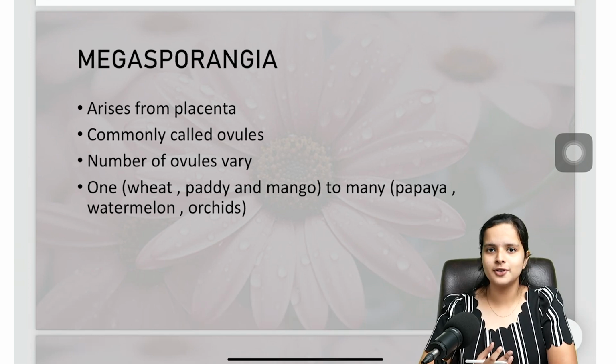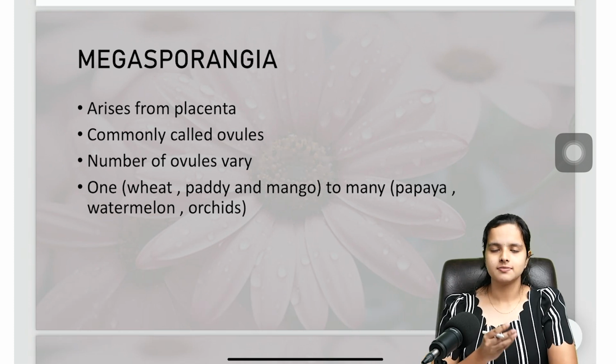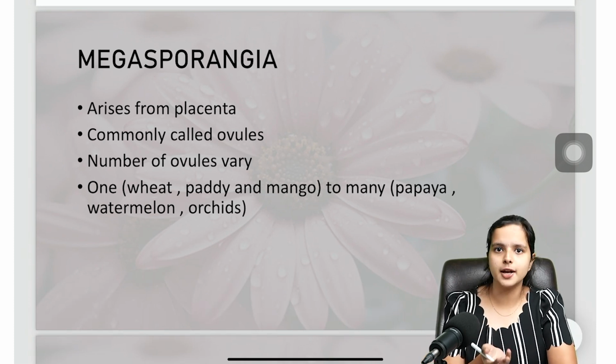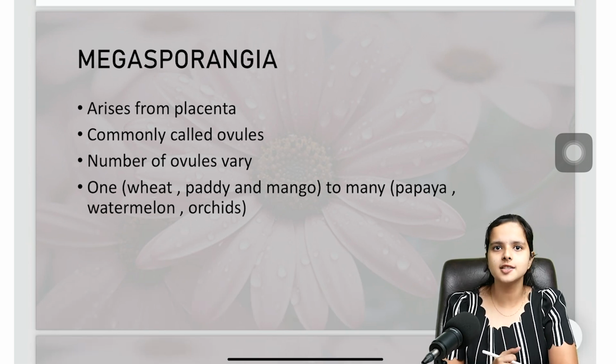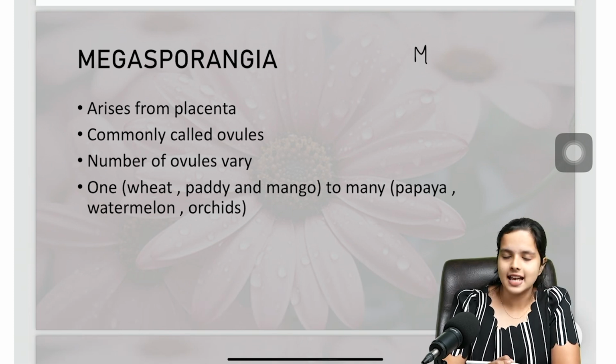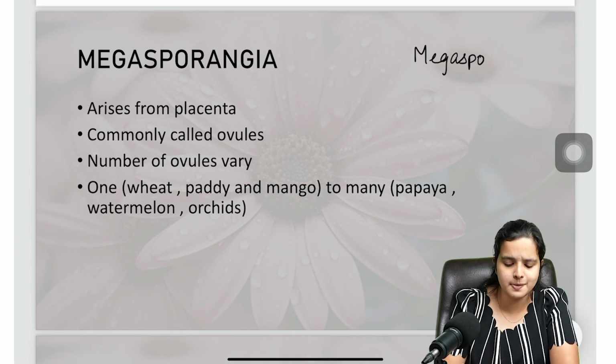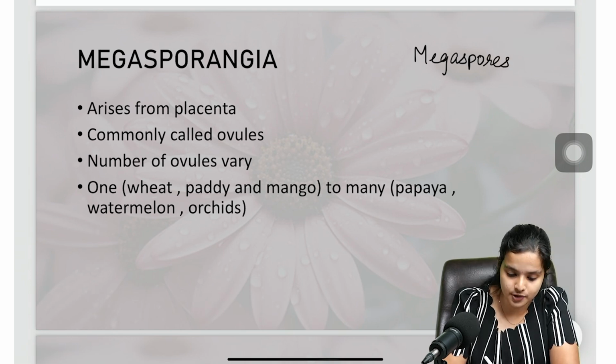Now, the term megasporangia. So we have learned about the term microsporangium before. What was microsporangium? It is a part of the plant that carries microspores, right? The part of the plant that carries a microspore or microspores is called the microsporangium. So what would be megasporangium? Megasporangium is a part of the plant, or the female plant, that carries megaspores. Okay, it's as simple as that.